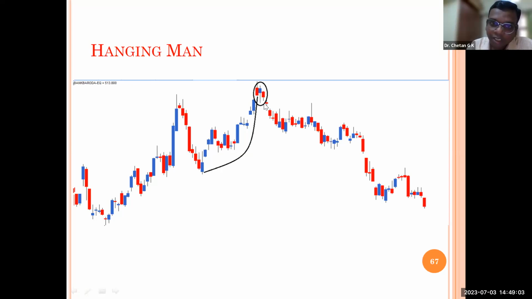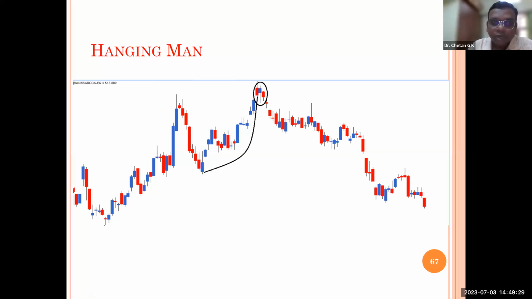On the third day, it has actually given you an entry because it has breached this candle low. That is why you went short here. The moment you went short, you fixed a stop loss somewhere here. What has happened? The stop loss did not hit, but the market collapsed. You can see markets have gone down significantly. So that is the interpretation of the hanging man.